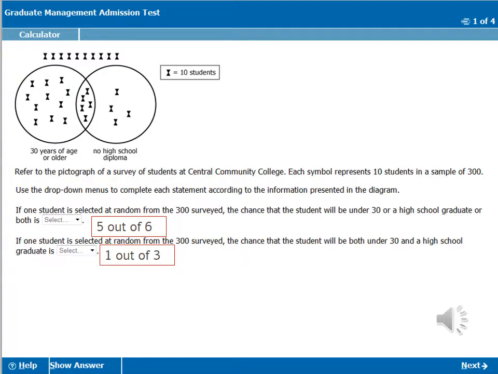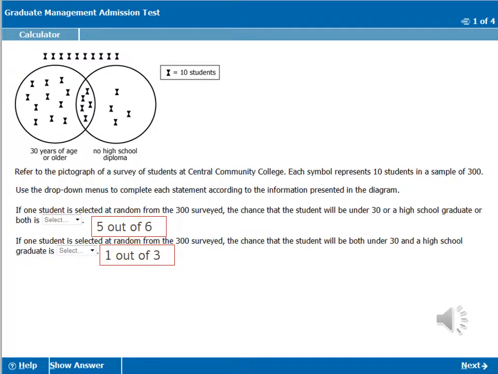The first question says, if one student is selected at random out of the 300 surveyed, the chance that that student will be under 30 or a high school graduate, or both is. So the key here is that the first question uses the word or. Think of something like people with red or blonde hair. This is all the people with red hair plus all the people with blonde hair. So here you have anybody who is under 30 or a high school graduate or both. So you have to count everyone who has at least one of these attributes.